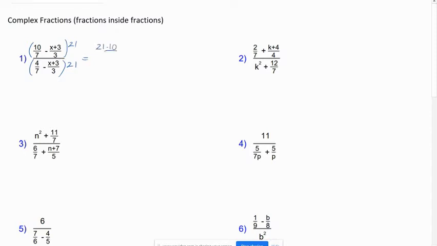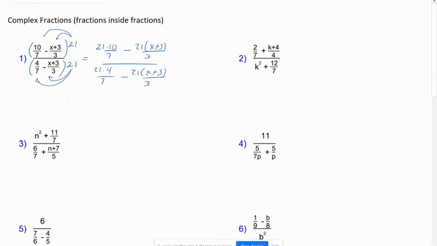I have 21 times 10 over 7 minus 21 times (x plus 3) over 3, divided by 4 times 21, or 21 times 4 to be consistent, over 7 minus 21 times (x plus 3) over 3. Now, this step you may be able to do in your head in the future, but I'm just showing step by step what we're doing. We're multiplying here, here, here, and here.